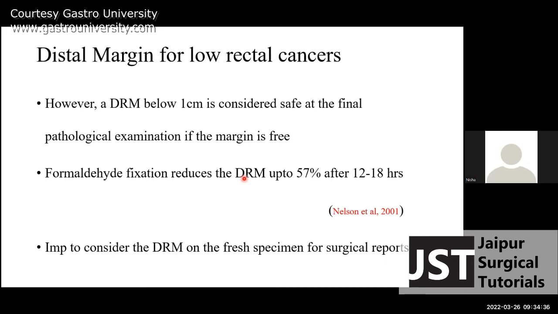Like Sir said, again, 1 centimeter, less than 5 mm have all been described, but it always depends upon the biology of the tumor. If it is a poorly differentiated, highly aggressive tumor, we need to have a better distal margin. If not, it's better to always go in for an APR in these cases rather than having a sphincter conservation surgery.